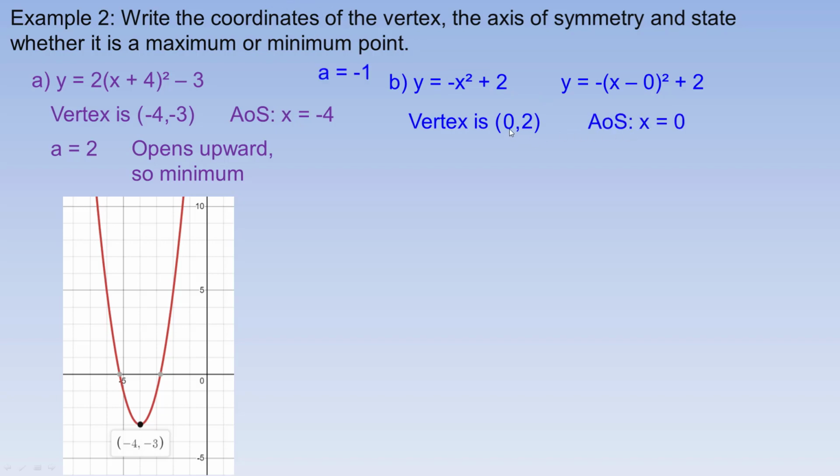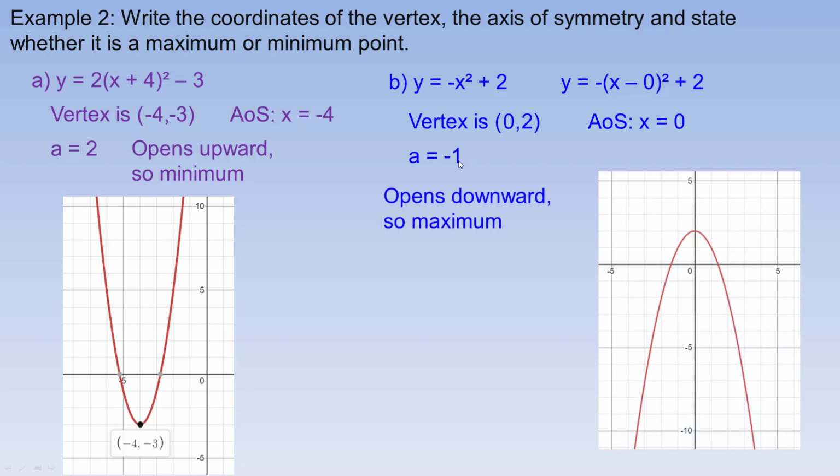Okay, and because there's a -1 in front of the x squared here, a is negative, so that means it opens downward, so it's a maximum point. So this is what this one would look like. There's the 0, 2 point on the graph, and since a is -1, it opens downward, so that's a maximum.